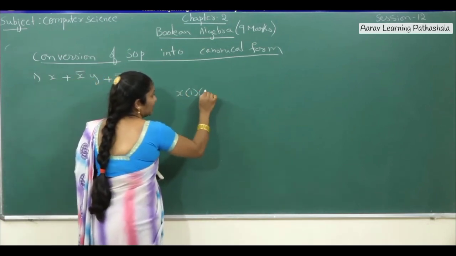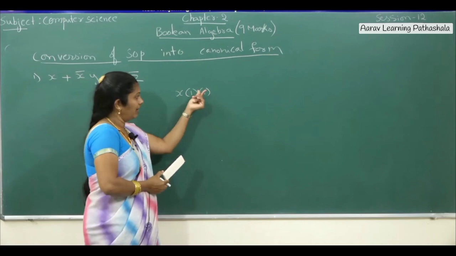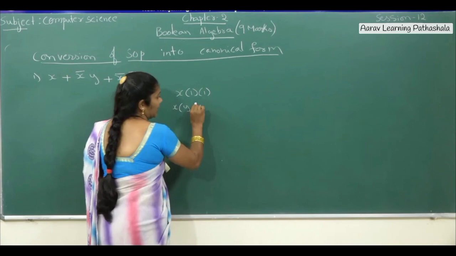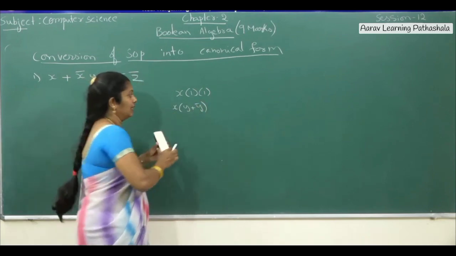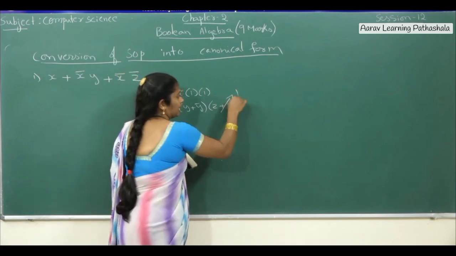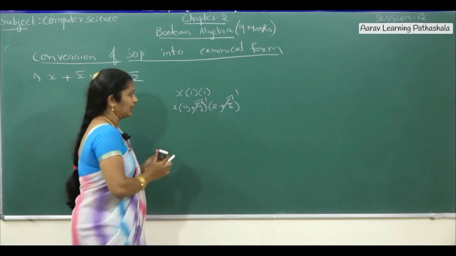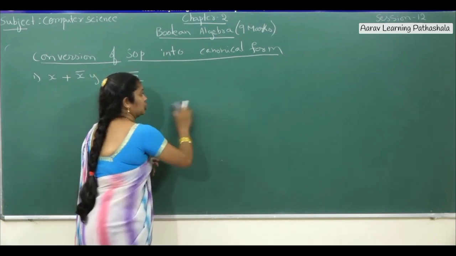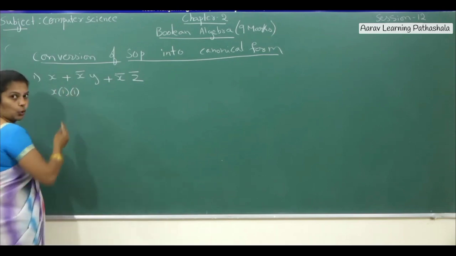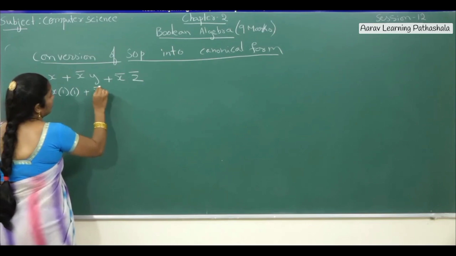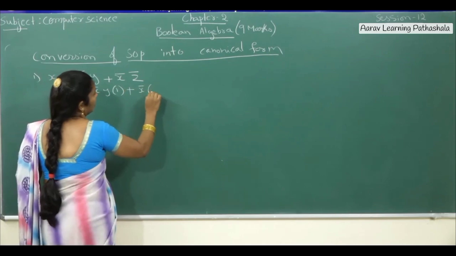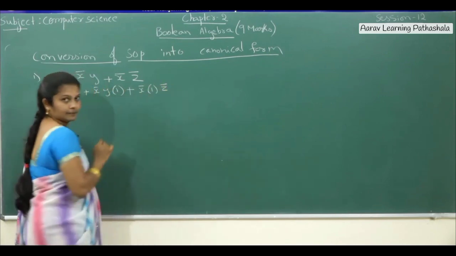For the first part, x is present, so I can write x into 1, because one factor represents y and the other represents z. Y plus y bar is nothing but 1, and z plus z bar is also 1. So I can convert the given expression such that x is multiplied by 1 for the two missing variables. Here it is x bar y into 1, and in the last part x bar into 1 into z bar.